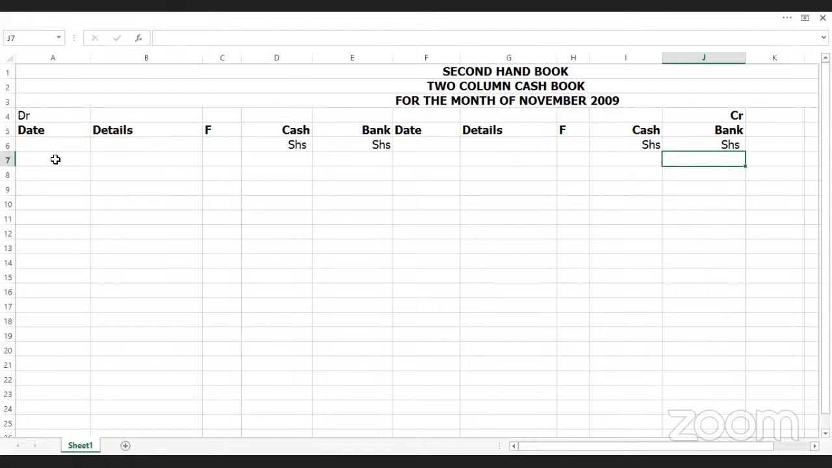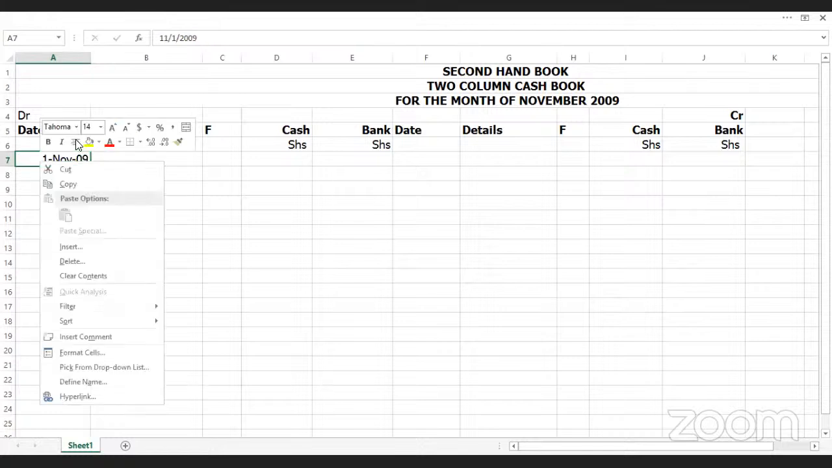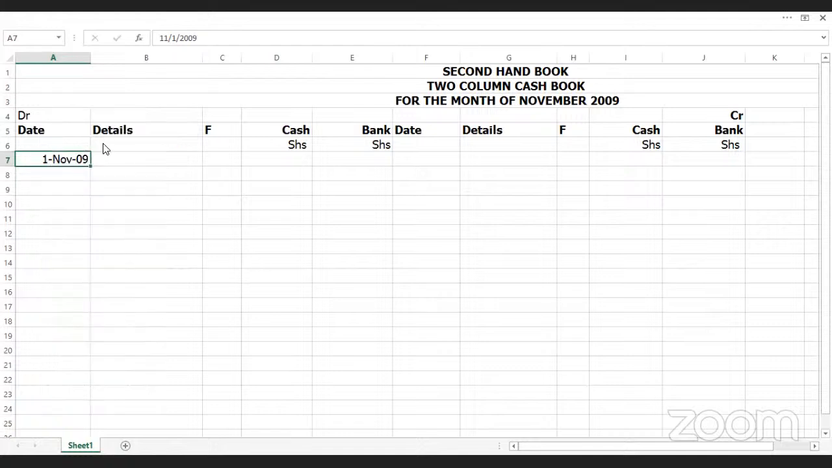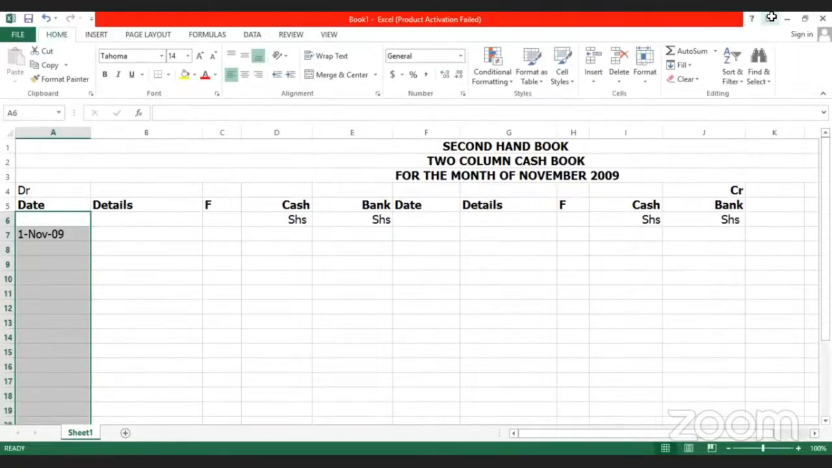So we record them on the debit. I'll say 1st November 2009. We call that balance brought forward.